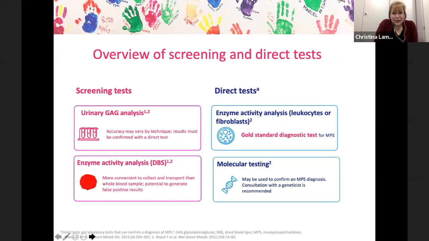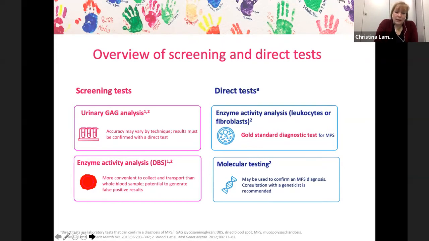The next screening test, which is extremely sensitive, so you will not miss an MPS patient, but you might have false positive tests, is the dried blood spot testing. So you have a filter card, you take 4 drops of blood, and the enzyme activity will be measured.